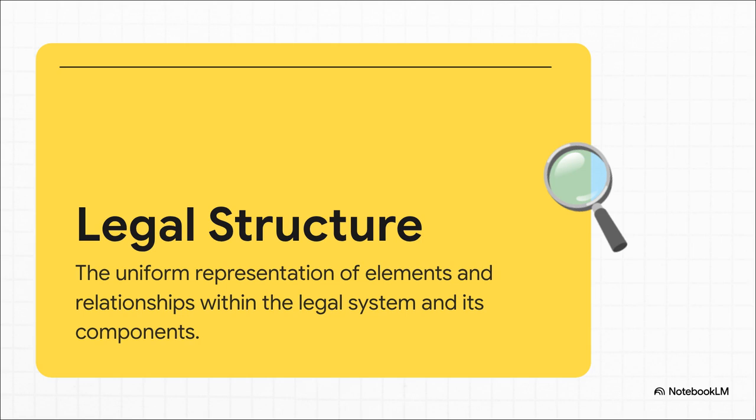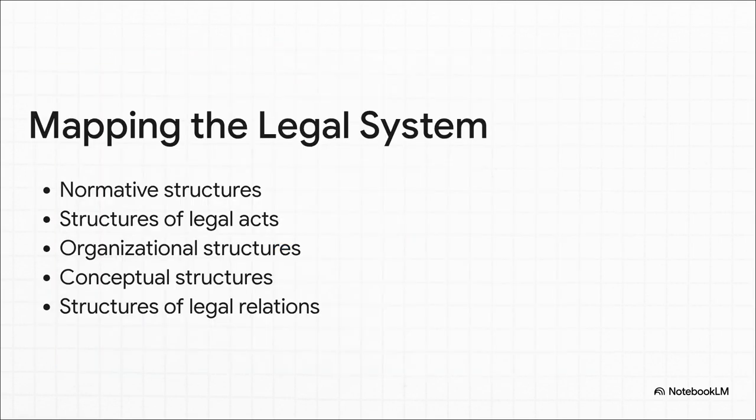You can think of it like a standardized blueprint. It's a uniform way to map out all the different parts of the legal system and show exactly how they all relate to one another. And these structures can represent pretty much everything, from the legal norms themselves, to legal acts, to the organizations and people involved, even core concepts and the relationships between different legal actors. You can essentially map the entire legal universe.